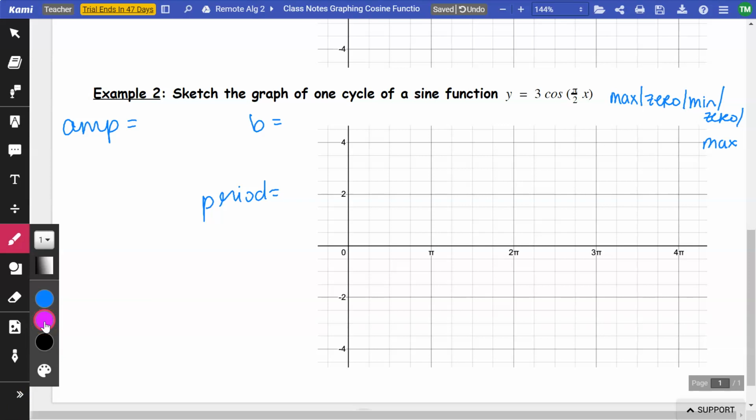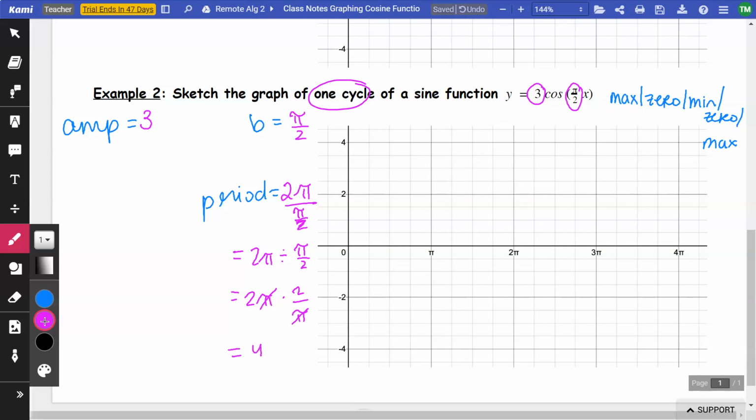So we only have to graph one cycle. Our amplitude is A, which is 3. Our B is pi over 2, which means that our period is 2 pi over B, which is 2 pi over pi over 2. So 2 pi divided by pi over 2, or 2 pi times 2 over pi, so 4. So our period is 4. That means that from 0 to 4, we have one complete cycle.